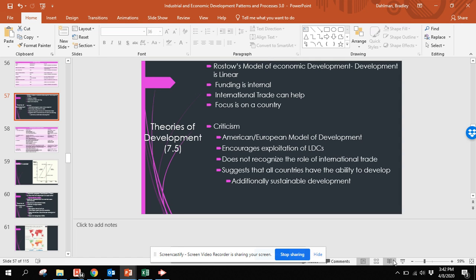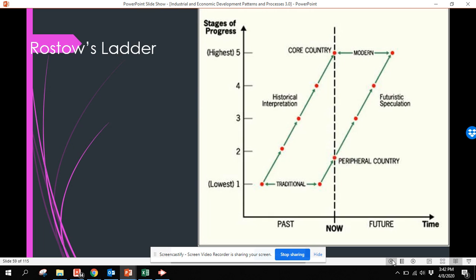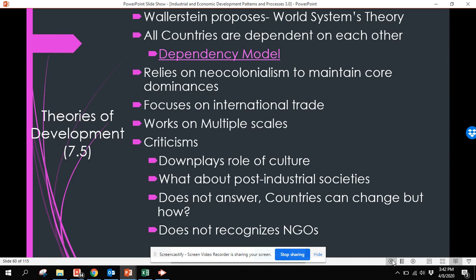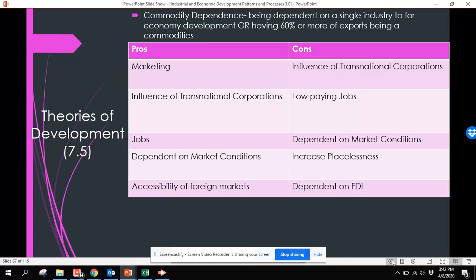All right, so welcome to 7.5 Theories of Development. We're going to look at three of them. The first one is Rostow, W. W. Rostow in the 1920s. Then we're going to look at Wallerstein's World Systems Theory, and then we're going to look at commodity dependency. We're going to look at those three.